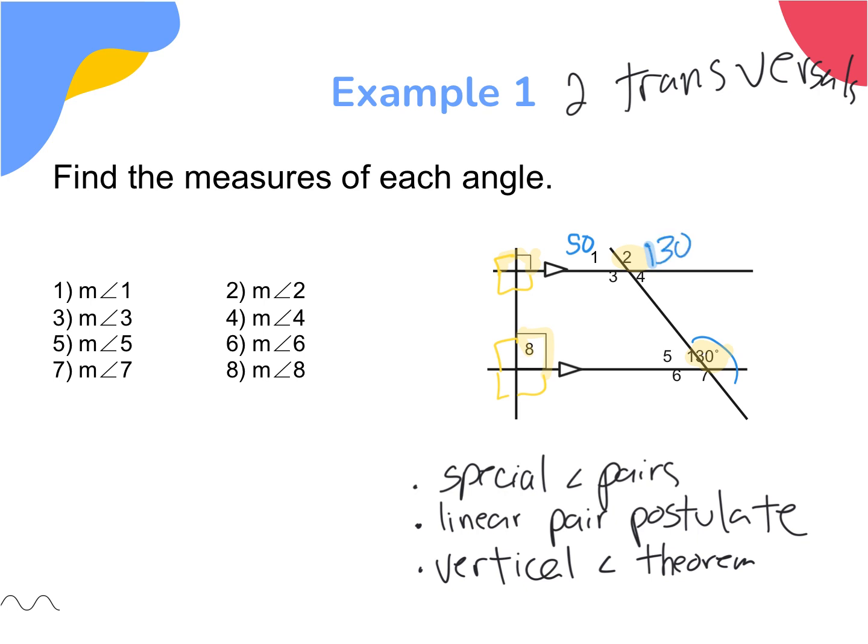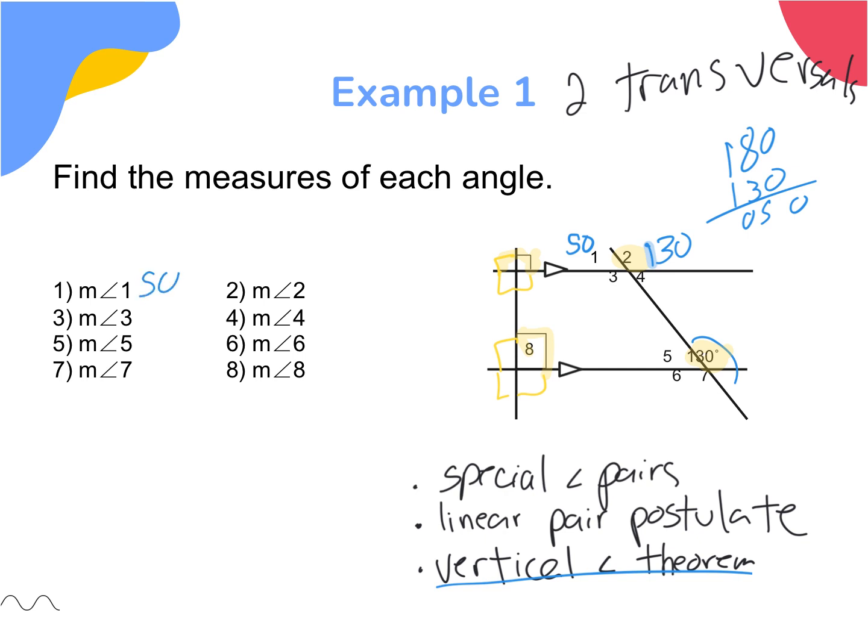So because they're corresponding, angle 2 is also 130. And since angle 1 plus angle 2 form a linear pair, the linear pair postulate that we said right here, I can do 180 minus 130, and I'm going to get 50. That's how I get the measure of angle 1. I don't know why I wrote 15, I meant to write 50.